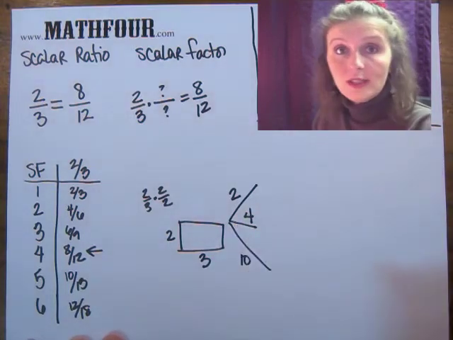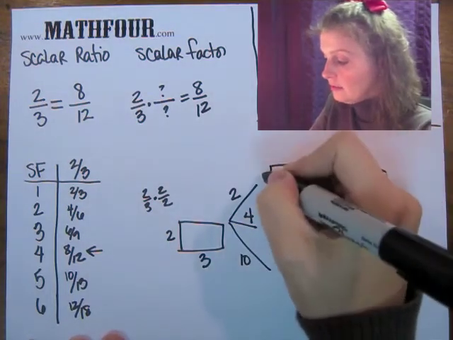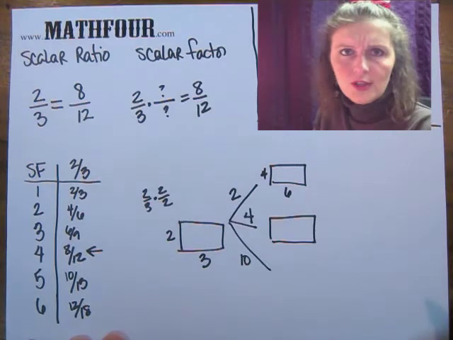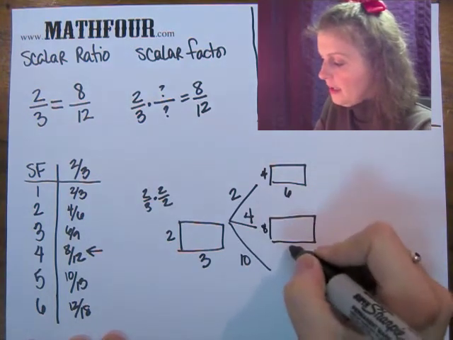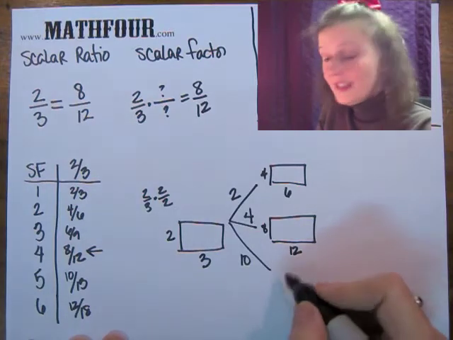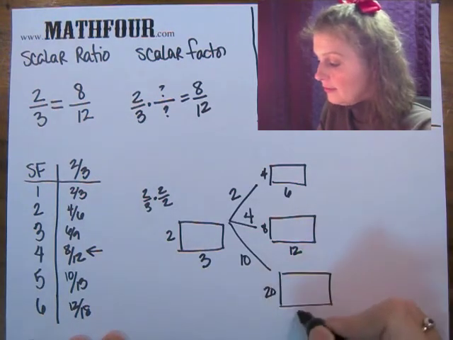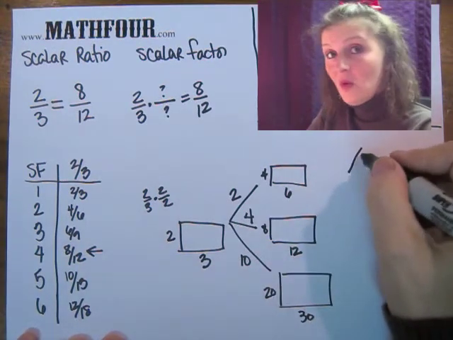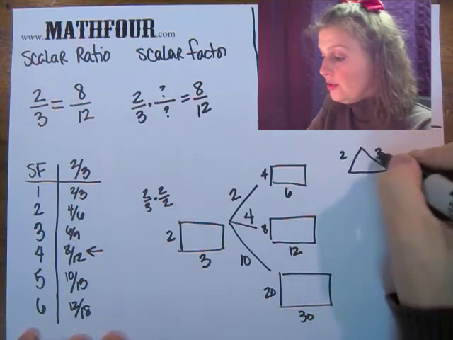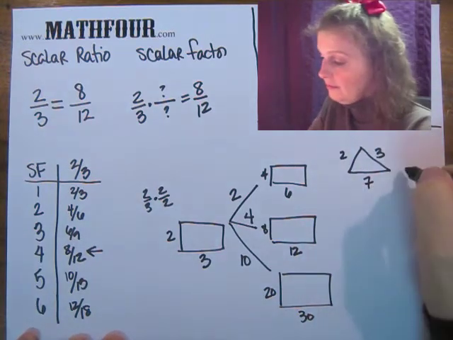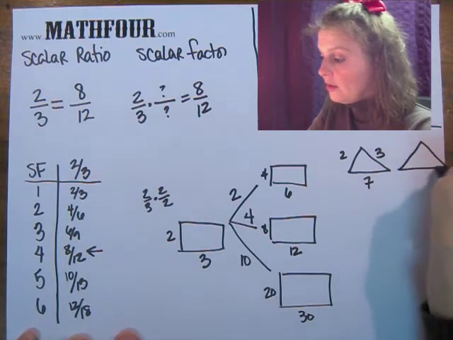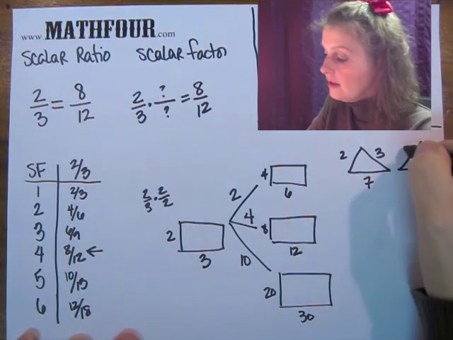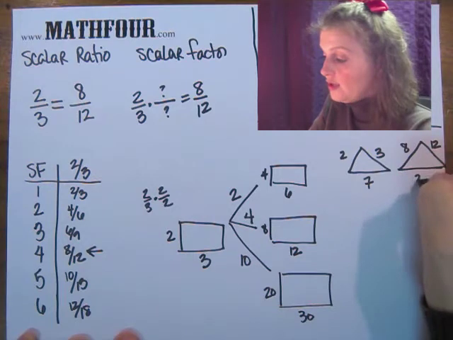Well, then how big is a twice as big rectangle? It's 4 by 6. What about a 4 times as big rectangle? These aren't drawn to scale. 8 by 12. There it is. 10 times as big rectangle, 20 by 30. And if I wanted a triangle that was 2, 3, and say 7, and I wanted it to be a really big triangle, if I use the scale factor 4, I would get 8, 12, and 28.